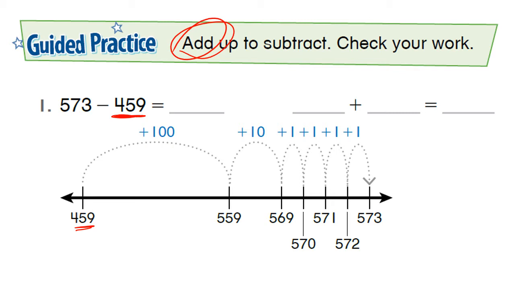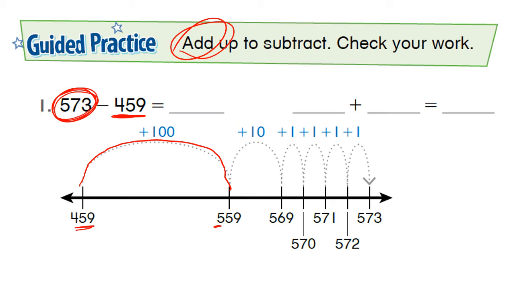We're still going to be adding one place value at a time. We're going to start with the hundreds. So we start at 459. We need to get to 573. So how many hundreds do we have to add to get close to 573? And that's 1, because 400 plus 100 equals 500. So now we're at 559.